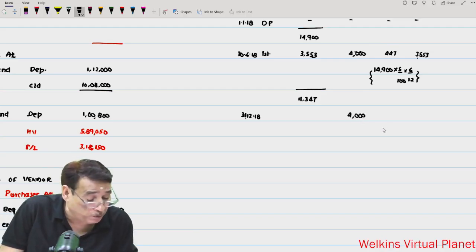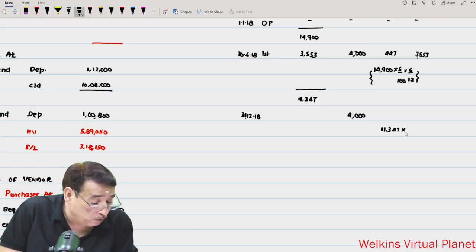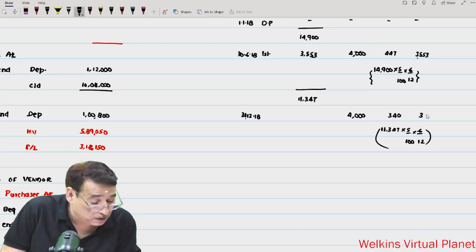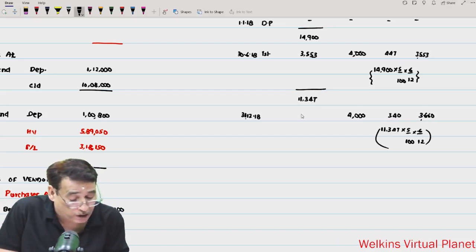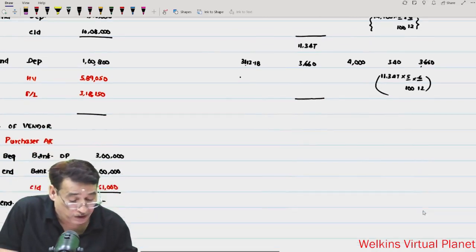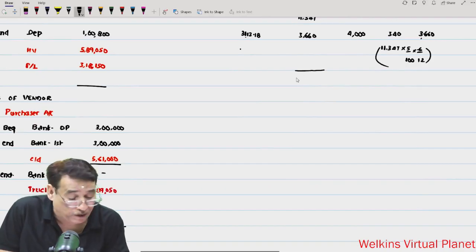Now, what is the interest portion? 11,347 into 5% into 6 by 12. This is how you are going to compute the amount of interest, correct? So that will be equal to near about 340 approximately. 3,660 will be your cash price portion. 3,660. Now, no need to go further as default hasn't been committed at this stage. Still, we will have to move further.